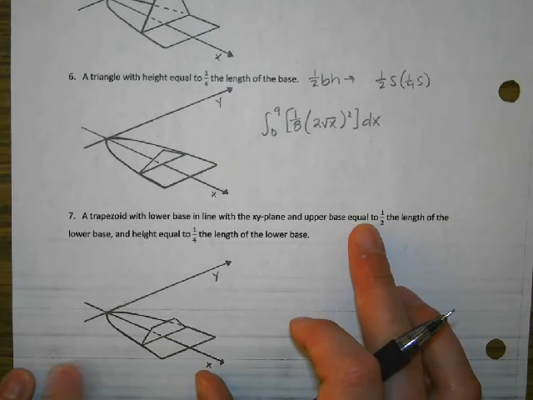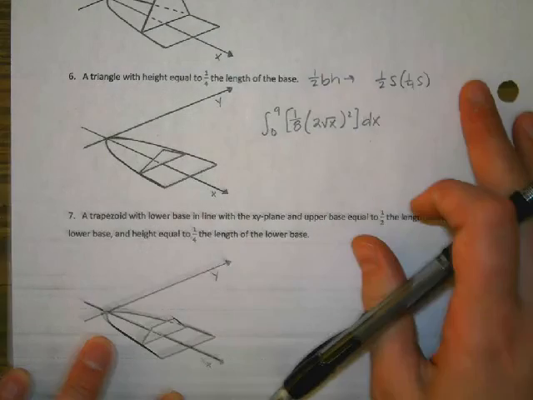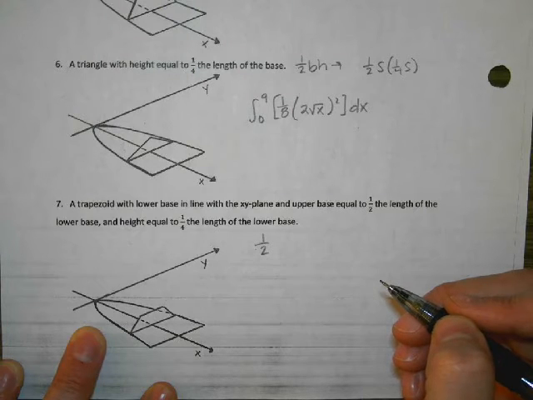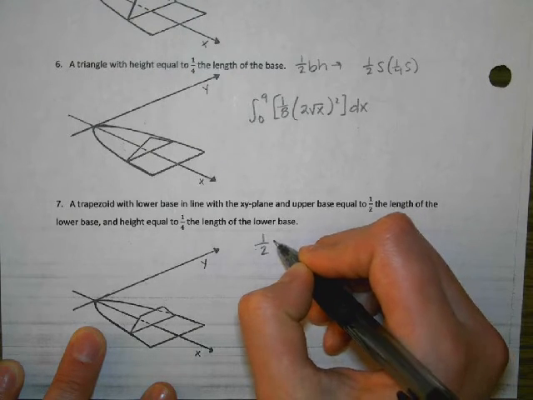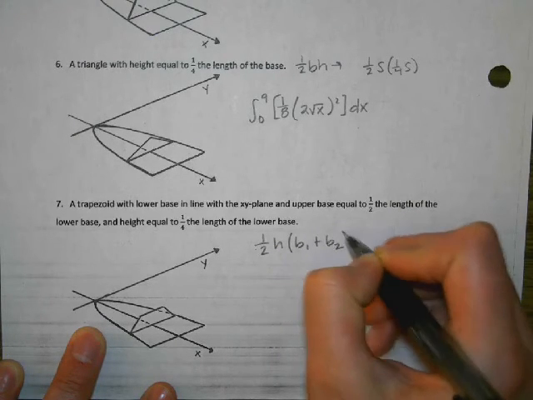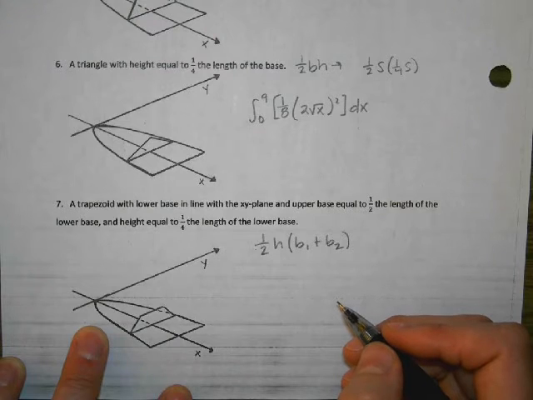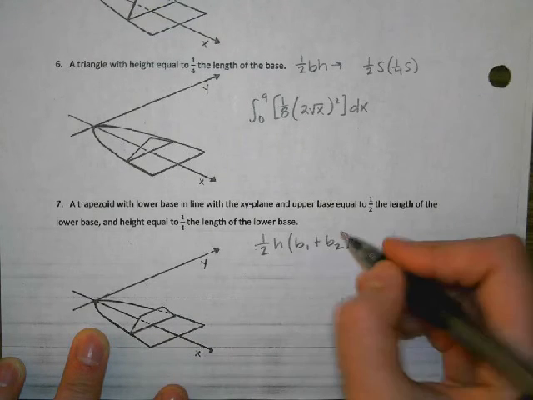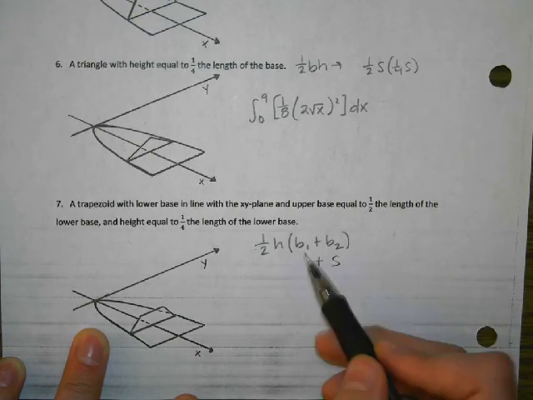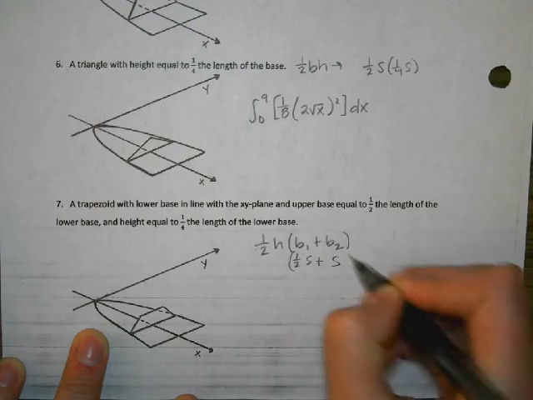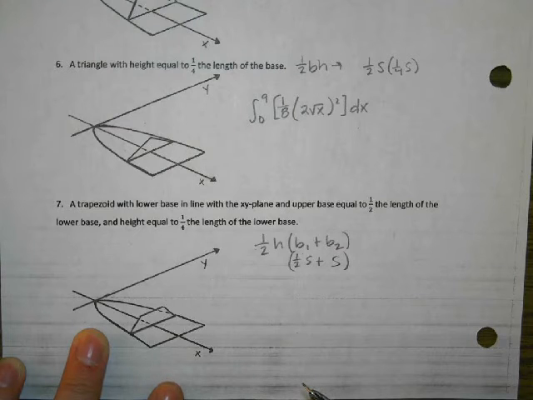And then the last one. Now this one you really had to think about because I did not give you this formula at all. So can you guys remember the trapezoid formula? It says the upper base is equal to 1/2 the length of the lower base. So what letter does the lower base get to be called? S. So I called that base 2. And so the upper base would be what? 1/2 S. And the height is 1/4 the length of the lower base.